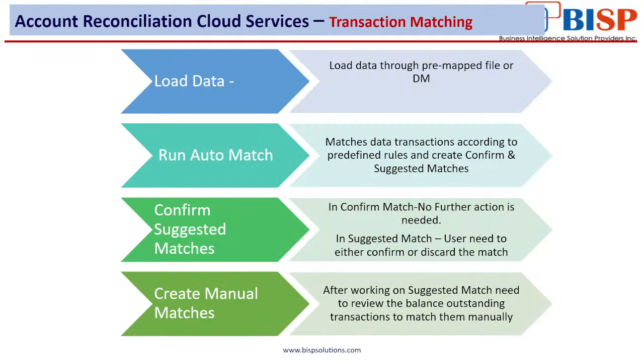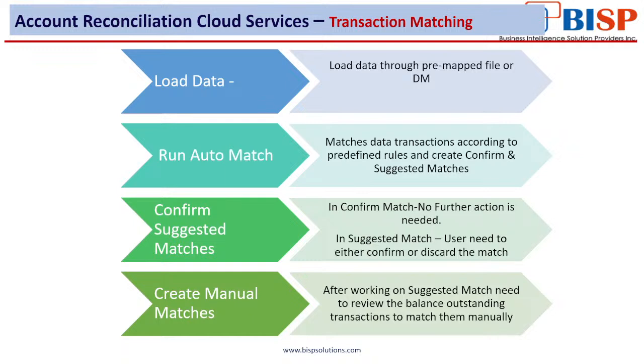These are basically the steps involved. Load data, through a pre-mapped file or through data management, and run Automatch. We need to run the Automatch function here. It matches data transactions according to predefined rules, which we have just seen. Based on that, it gives us the list of those which have not been matched and those which have been matched.